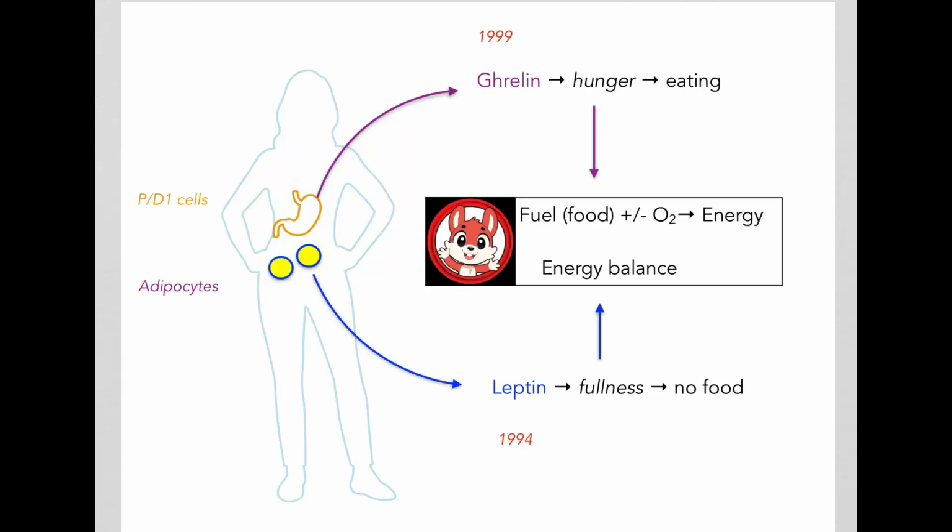So this is the effect of ghrelin, the hormone discovered in 1999, as well as leptin, which was discovered in 1994, on this very important energy balance for the body.